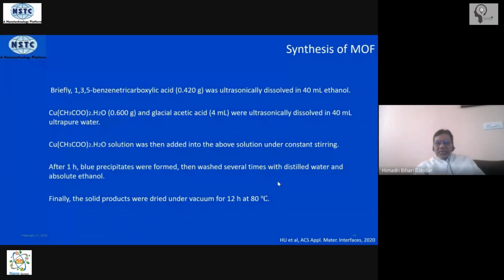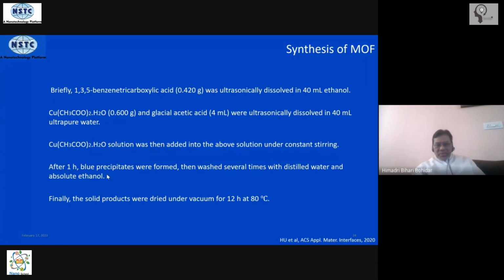Okay, as usual, first synthesize the electrode. The starting material is benzene tricarboxylic acid, dissolved in ethanol. Then copper acetate hydrate and glacial acetic acid are dissolved in water, again under ultrasonic radiation. Now they add the copper acetate solution to the previous solution and mix them well under constant stirring and leave it for an hour or so at room temperature. Then you will see white precipitates develop there. Lightly bluish white precipitates will be formed.